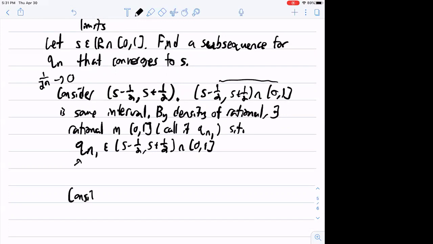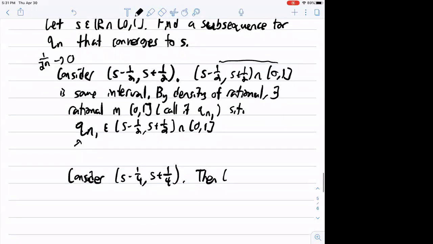Now here's the tricky part. You want to say consider s minus a fourth, s plus a fourth, right? And basically you want to say the same thing. (s minus a fourth, s plus a fourth) intersect (0, 1) is again some interval. I don't care what it is. All I care about is that it's some interval. And then you want to say by density of rationals, there's some rational number in this thing, right?